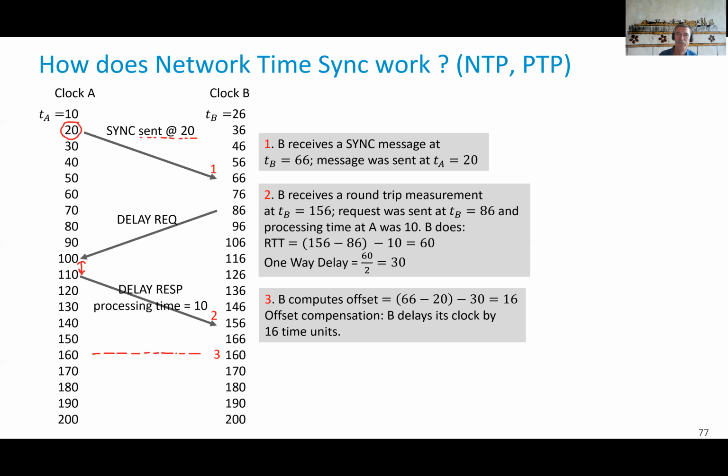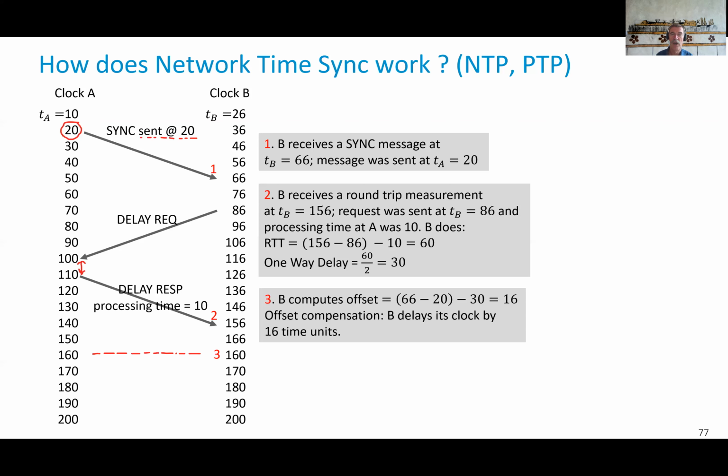the delay response here. The estimation will be done by software for systems like NTP with an accuracy of the order of a millisecond. It will be done in hardware for things like PTP with an accuracy which will be much better, a fraction of a microsecond. When B receives this message, this is event 2, it knows the time that was taken by the message, 156 minus 86. It's received at 156, it was sent at 86.